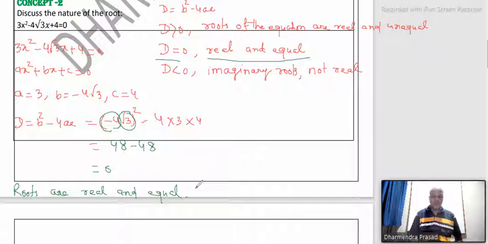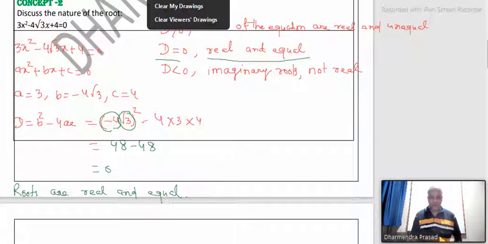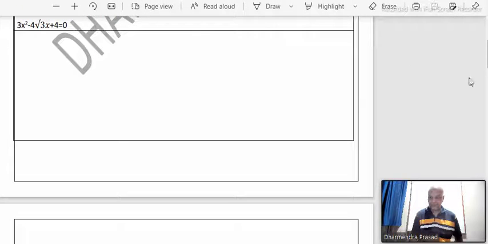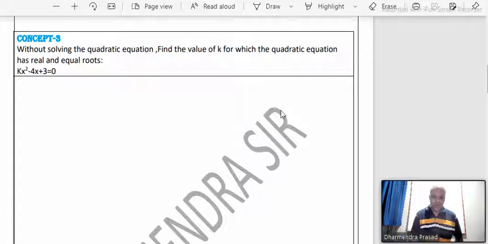Clear? Second question: how to find the nature of the roots. These three conditions you have to remember. On the basis of these, we will find the nature of the roots. Okay, now come to the next question, question number 3.